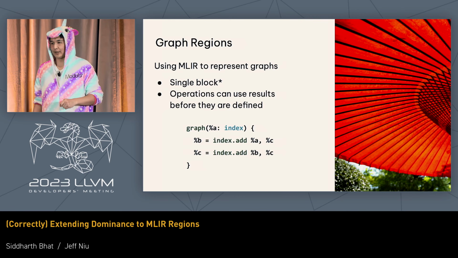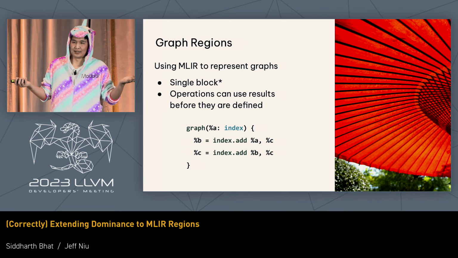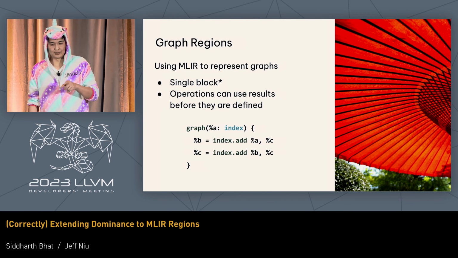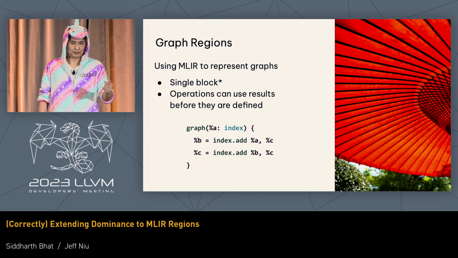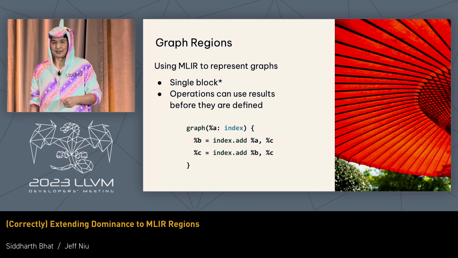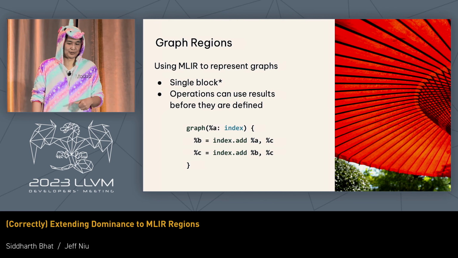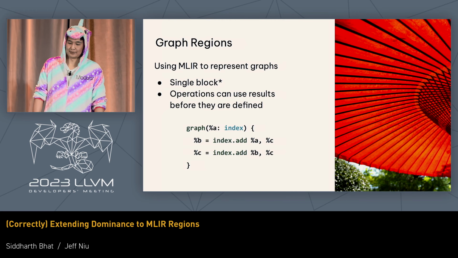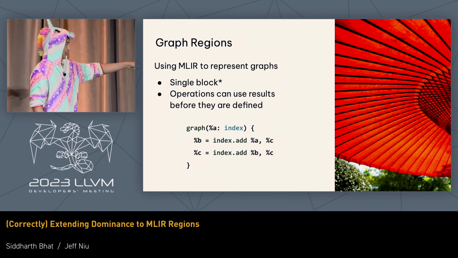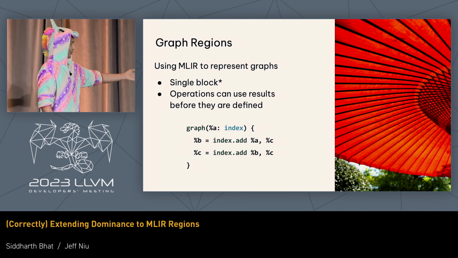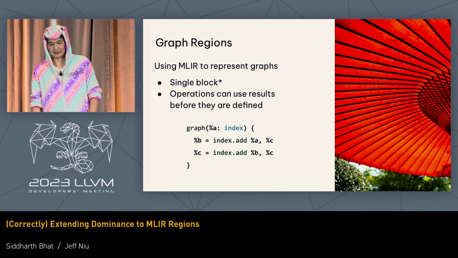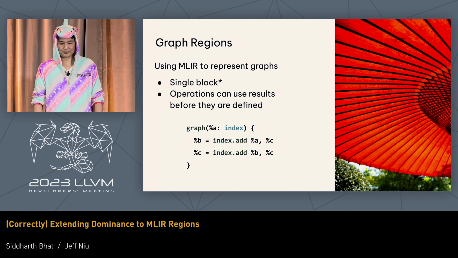Graph regions are used in MLIR to represent graphs. They are single block, although this is just a present limitation. The important thing is that the block in graph regions can be used to represent graphs with MLIR ops. What that means is that an MLIR op can use results before they're defined. So in this example, we have %C that is used in the definition of %B before it is defined. And in fact, %C is used in its own definition. So we have cycles in the graph, and the region doesn't have to obey topological order.